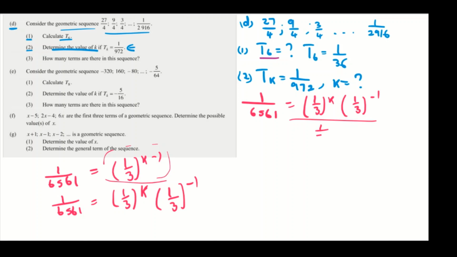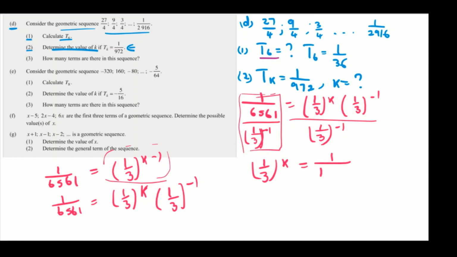So we divide both sides by 1 over 3 to the power of minus 1. And then you punch this into your calculator, so this is to the power of minus 1 by the way. You have 1 over 3 to the power of K is equal to 1 over 19683. And now we need to simplify this further. So it's 1 over 3 to the power of K.